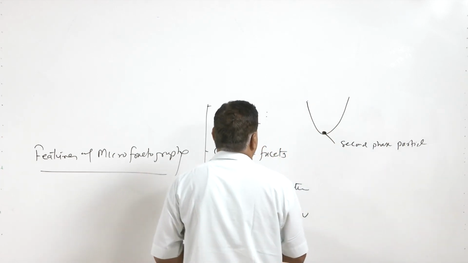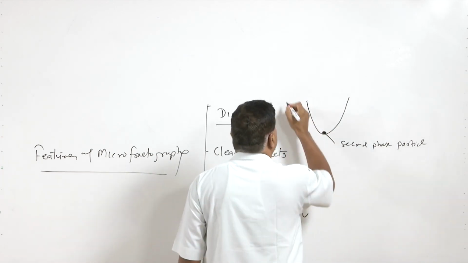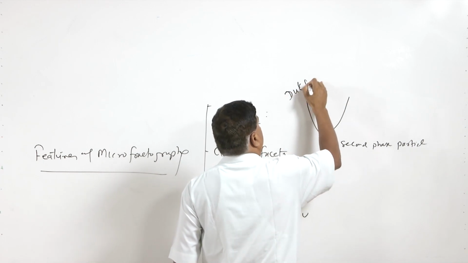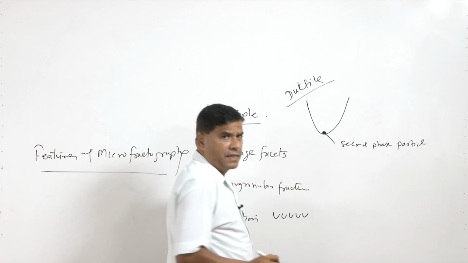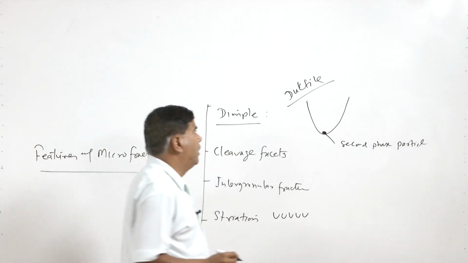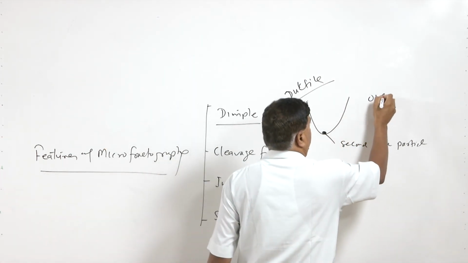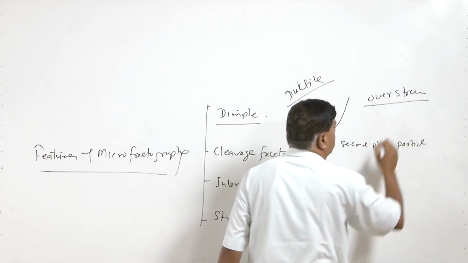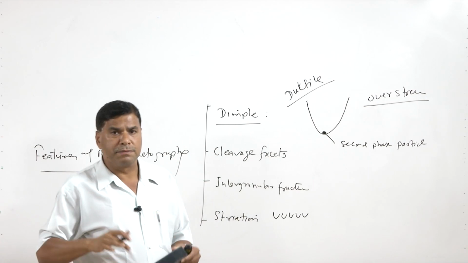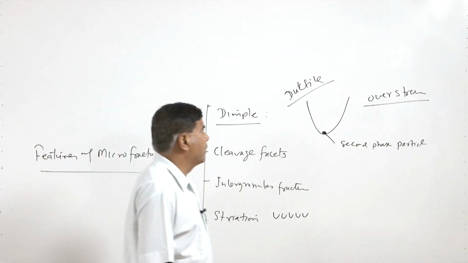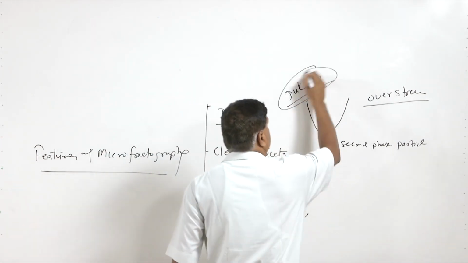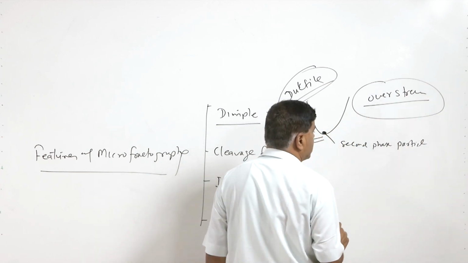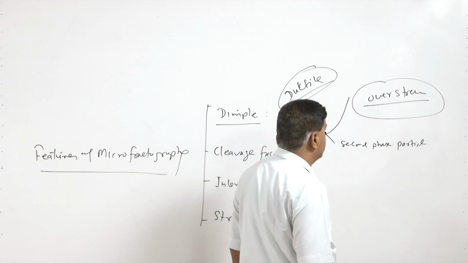So, the dimples are basically formed when the material which is failing is ductile, and this kind of fracture is observed under the overstress condition. So, this means the component has been subjected to overloading. So, ductile metals subjected to overloading will indicate the dimples. This is a very common understanding.